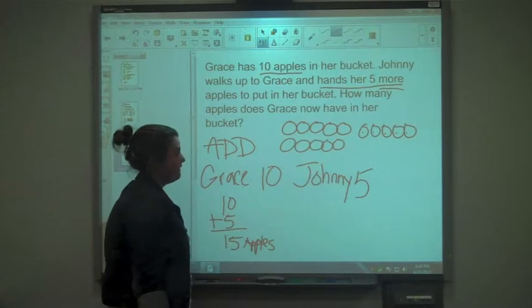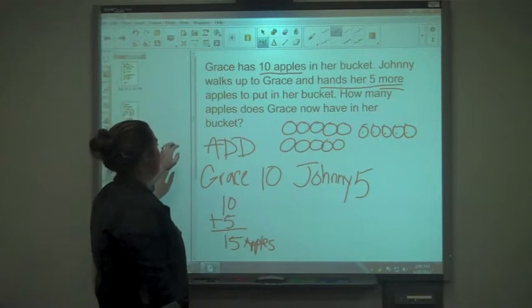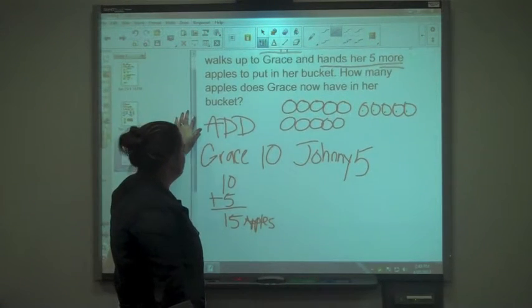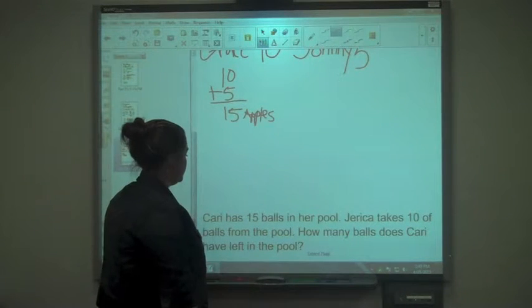That's a lot of apples. That's a lot of apples, you're right. I like apple pie. All right, now we're done with adding. We're going to do subtraction.